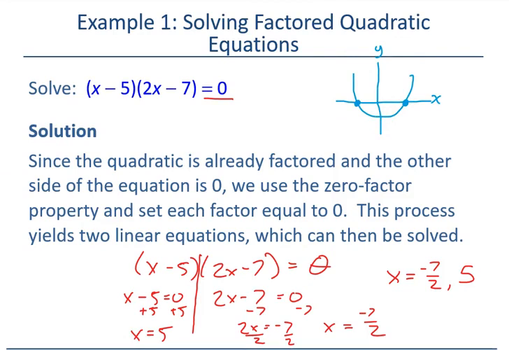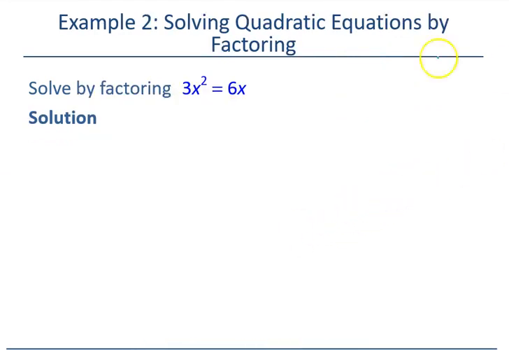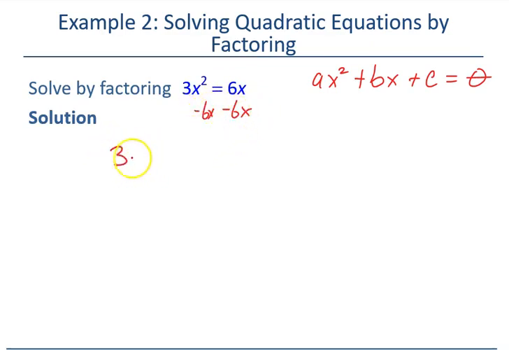Let's look at this next one here. Solve by factoring. First things first, we've got to get it in standard form. We think of this as ax squared plus bx plus c all equal to 0. This one right here is not equal to 0 right now, so we can't do anything with it. We've got to get the 6 on the other side, which means I'm going to subtract 6x from both sides. When I do that, I now have 3x squared minus 6x. Notice I do not have a constant over here.